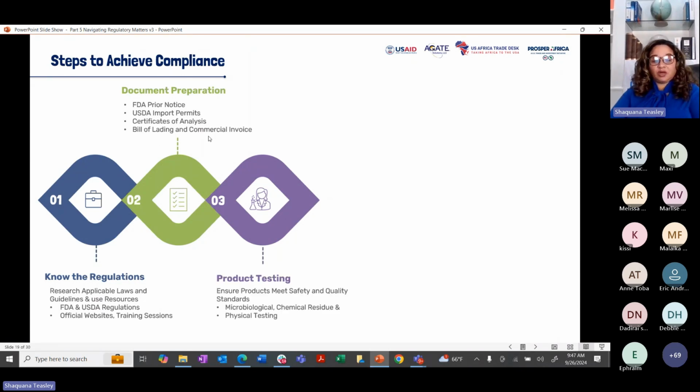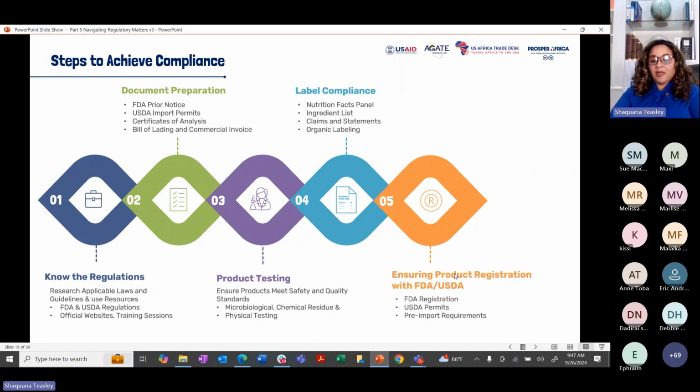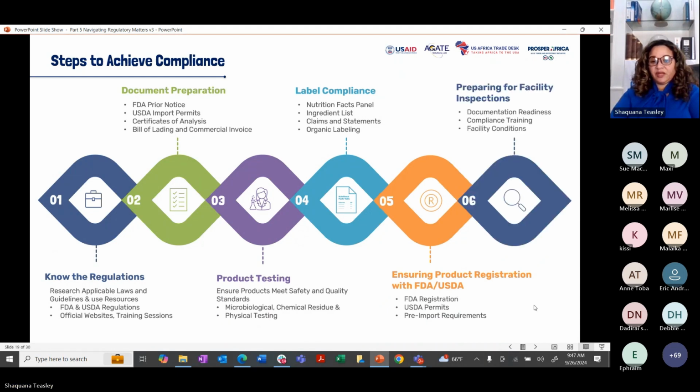Make sure your bill of lading and your commercial invoice are in compliance with customs and FDA and USDA. Commercial invoice requirements can be found in 19 CFR. And there is a list of every requirement to have your commercial invoice listed properly. Product testing, labeling requirements. Make sure you have your nutritional facts. We've discussed that. Ensuring product registration with FDA and USDA. And lastly, preparing for your inspection.